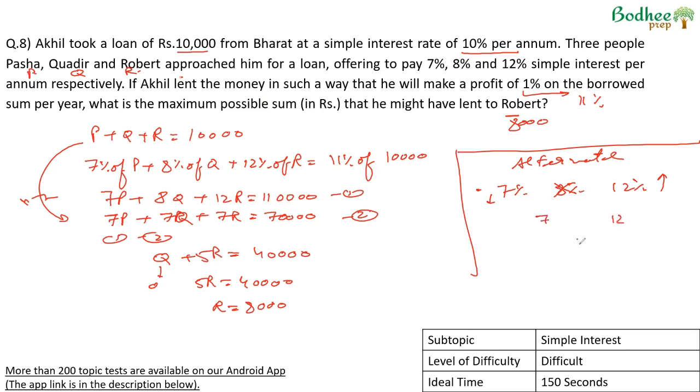Now from 7 and 12, if you want to get 11, the ratio is 4:1. 10,000 split in the ratio 4:1 will be 2,000 and 8,000. The maximum amount that can be given to 12% is 8,000 rupees. Any money that goes from 7% to 8% would mean the amount given to 12% can also be reduced. Hence, the maximum money is 8,000 rupees.